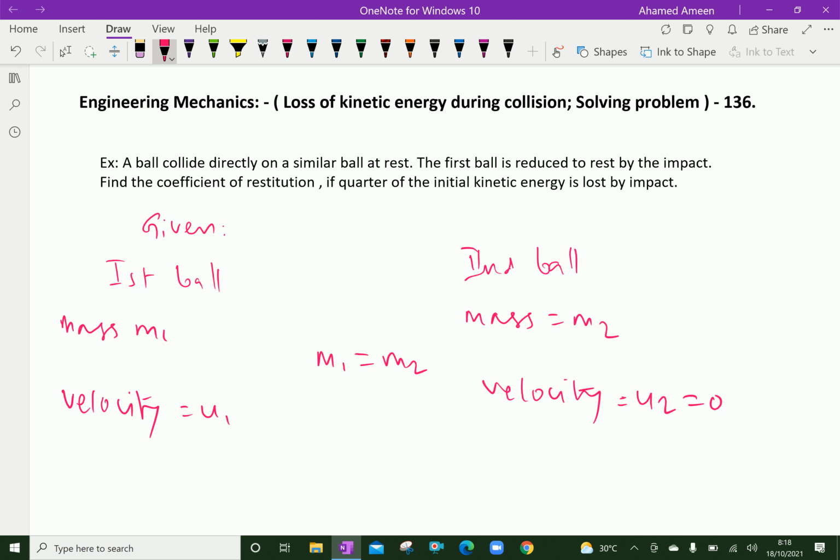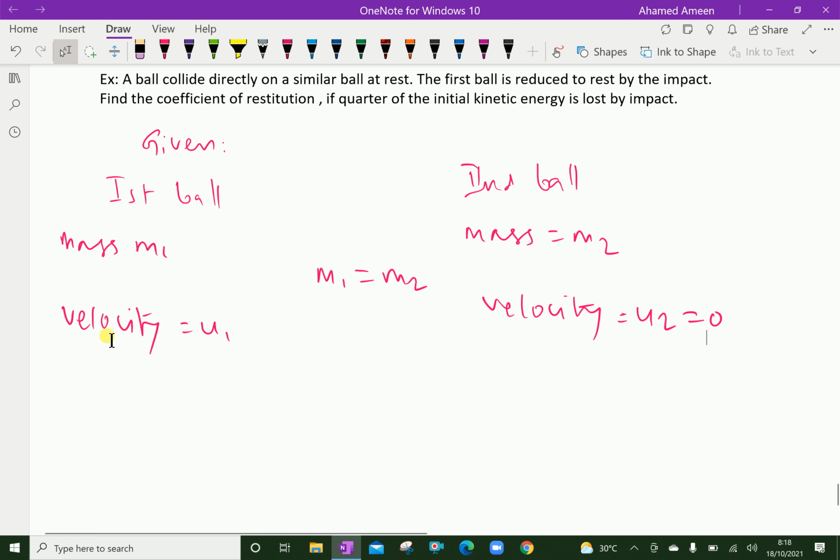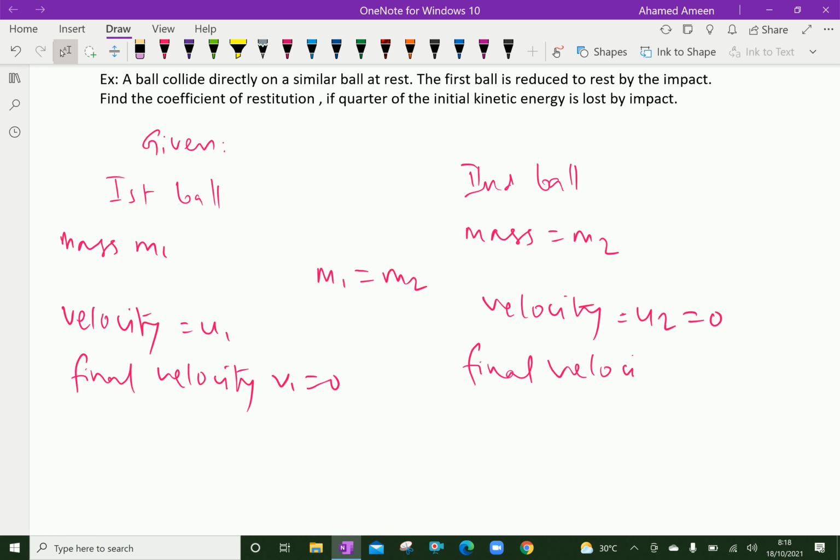Then the final velocity of the first ball, v1, equals 0 because it comes to rest. Then the final velocity of the second ball is v2.